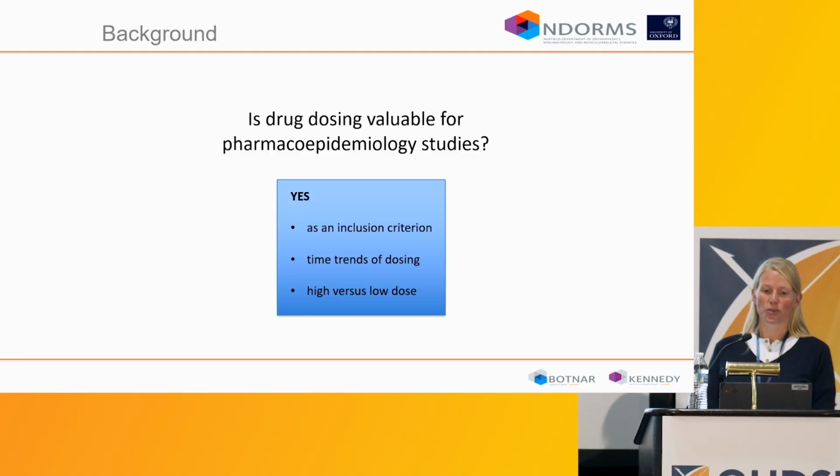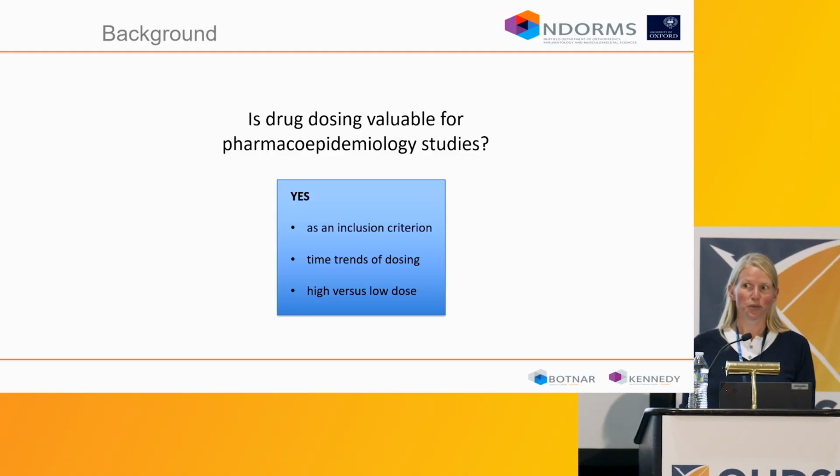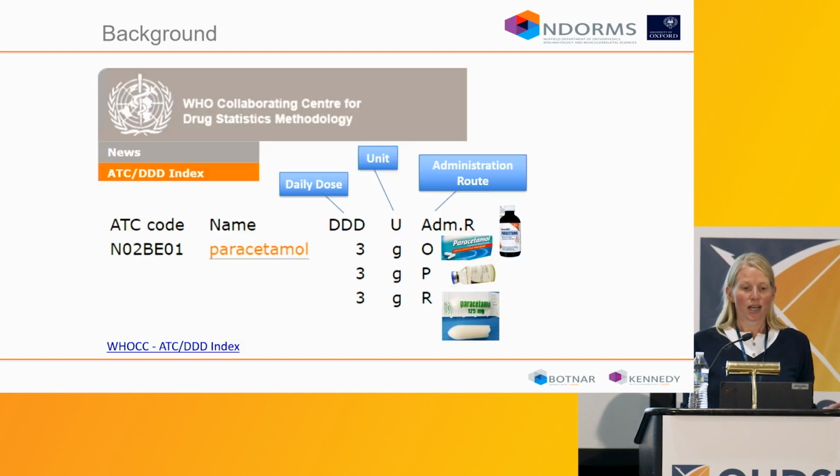We think that drug dosing is very valuable for pharmacoepidemiologic studies because it has a lot of applications. However, it's quite a challenging task. Some of you who've tried will agree with me. And especially in some databases, you don't have the dosing available that the doctor may have prescribed. However, there is quite an excellent reference, which is the WHO ATC Daily Dose Index.